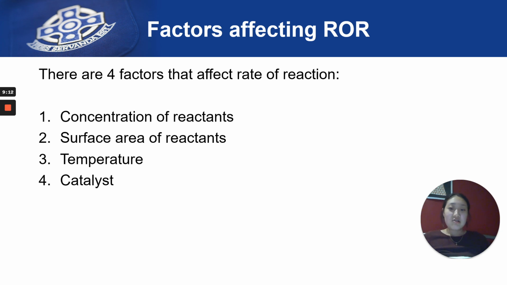The first one is the concentration of reactants. The second one is surface area of reactants. The third one is temperature. And the fourth is a catalyst. I won't go into details about how these factors affect the rate of reaction, but tomorrow we'll discuss how the concentration and the surface area of reactants affect the rate of reaction.